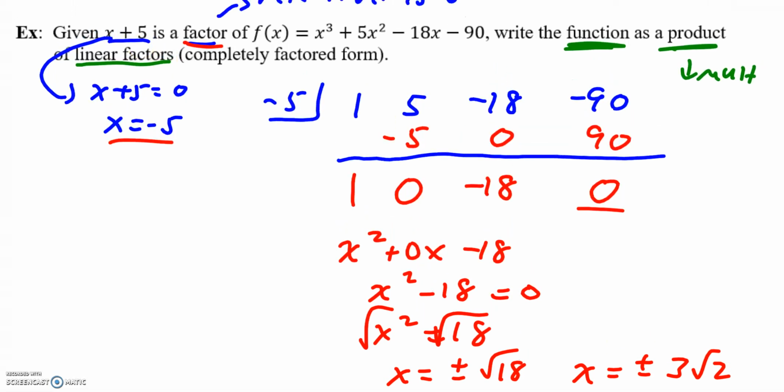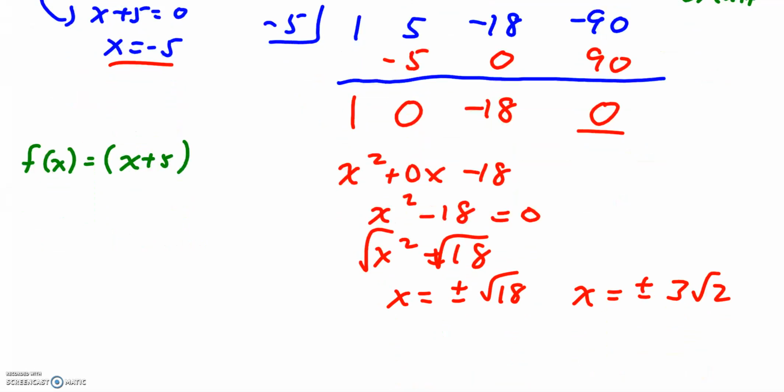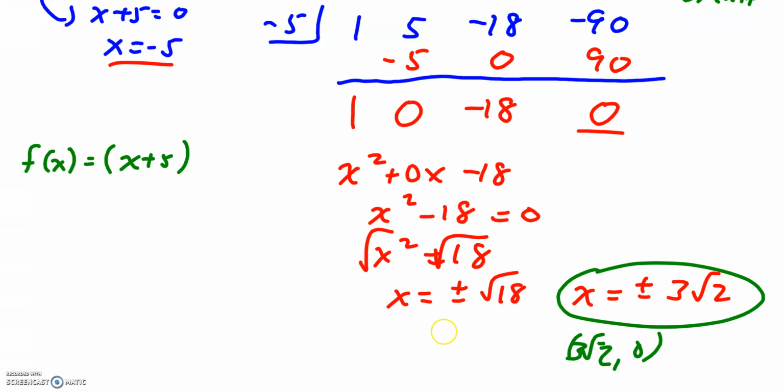So this is an example of a linear factor, x plus 5. So if I wanted to write my function f of x, one of the linear factors would be x plus 5, because that's where x minus 5 came from. And if I think backwards on these two, if I have a root of positive 3 root 2, comma 0, and a root of negative 3 root 2, comma 0, this one, the positive one, came from the root subtracted, and the negative one came from the root added.